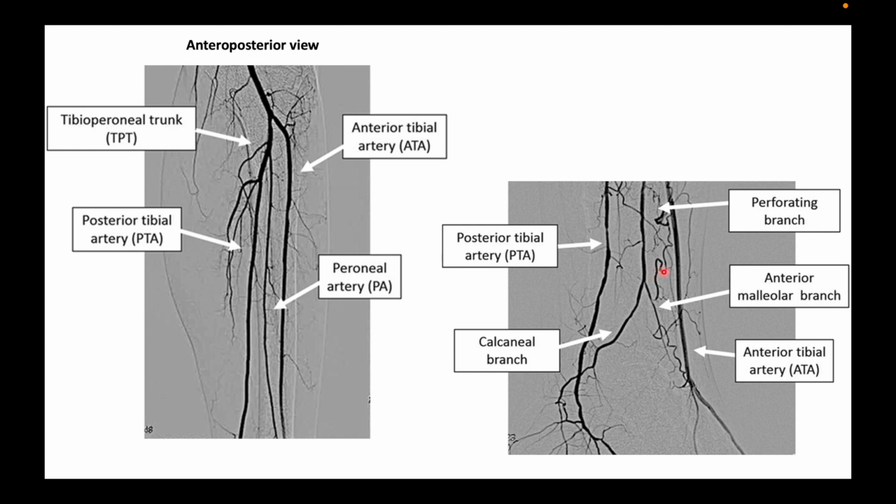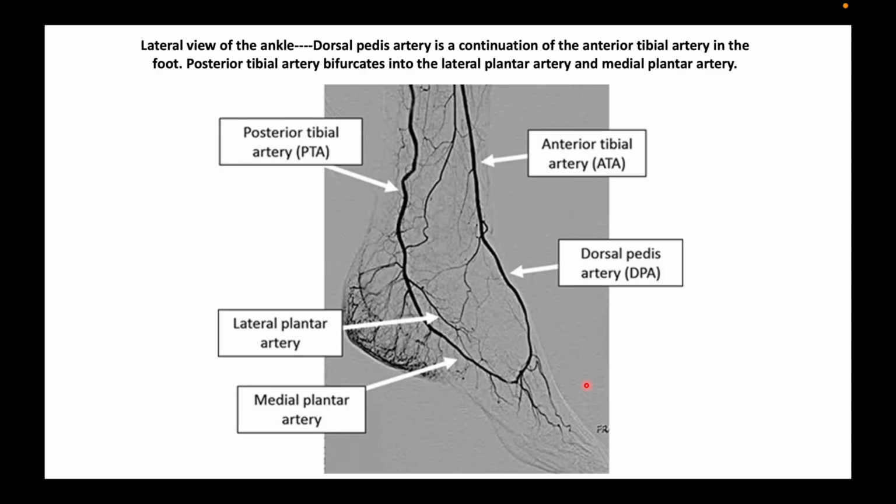In the foot, the posterior tibial artery, you can see here, and then this is the peroneal artery, which divides into an anterior malleolar branch and a calcaneal branch. Now, this is the lateral view of the foot, which shows that the anterior tibial artery is continuing as the dorsalis pedis artery, whereas the posterior tibial artery in the foot divides into a lateral plantar artery and a bigger medial plantar artery.